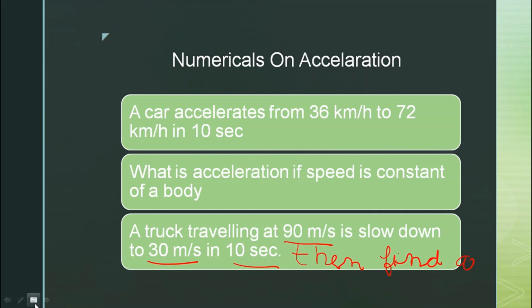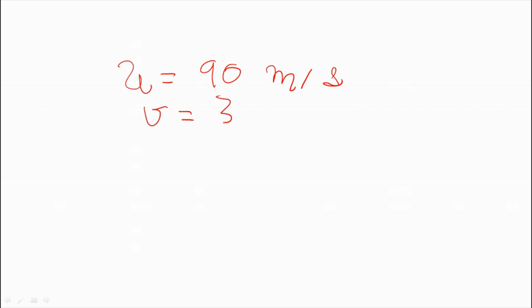So we can do it on the whiteboard. Here we are also given with the SI unit, so we need not to convert it. Simply here we will solve it. So initial velocity equal to 90 meter per second, final velocity equal to 30 meter per second, time taken equal to 10 seconds.